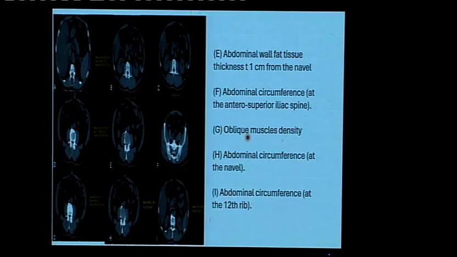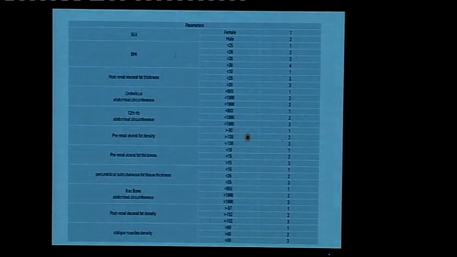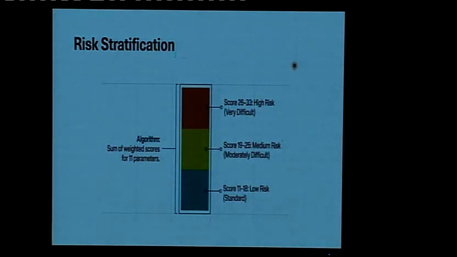The score is quite complex. It was not easy to put this table in one slide. Each parameter, as I mentioned, is given a score from 1 to 3, except for the sex, 1 or 2, and the body mass index from 1 through 4. And the risk stratification is based on the sum of these weighted scores of the 11 parameters.